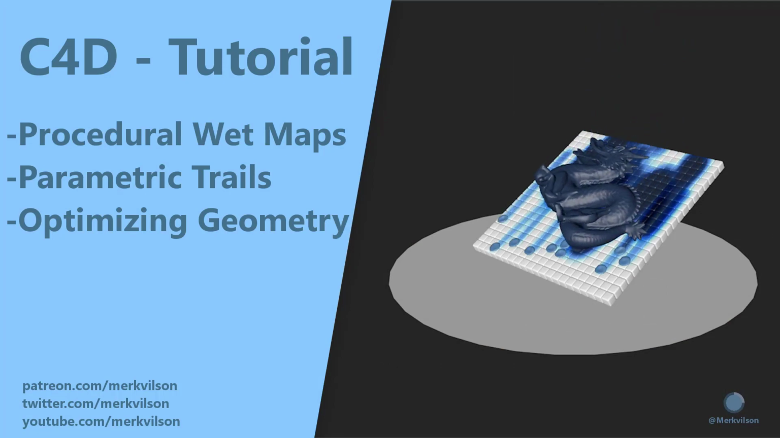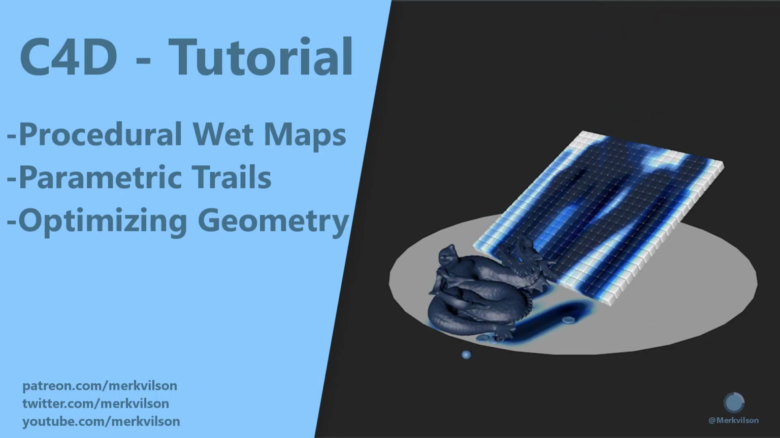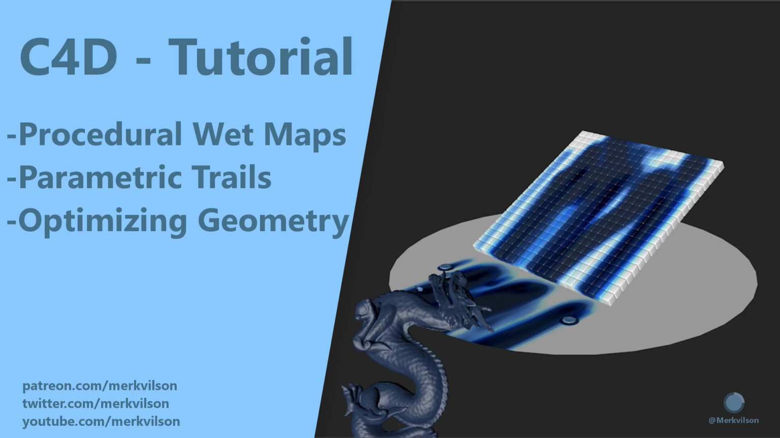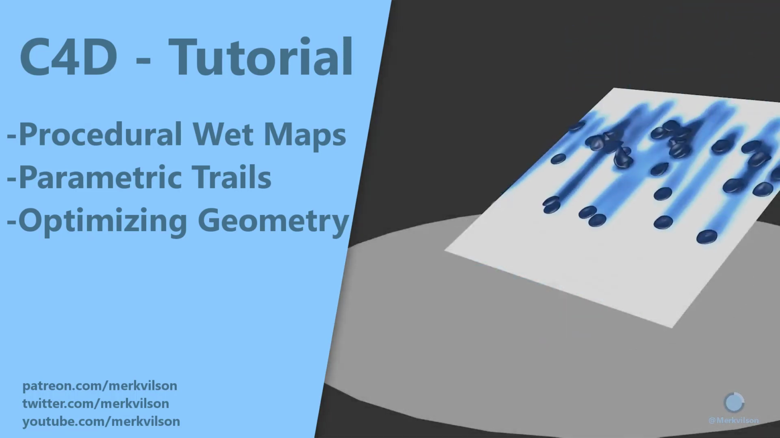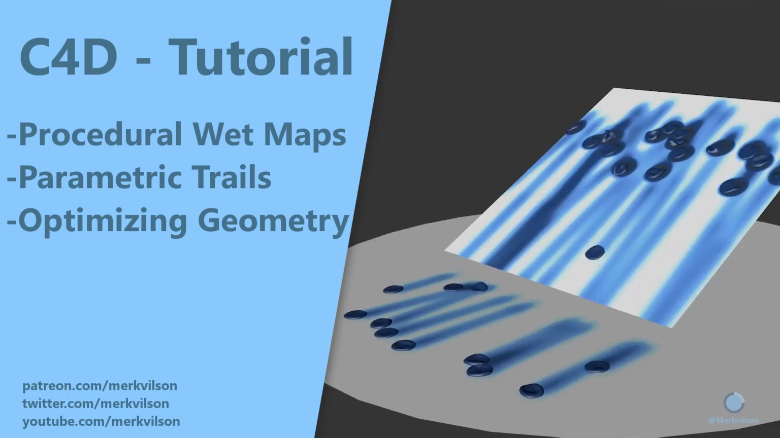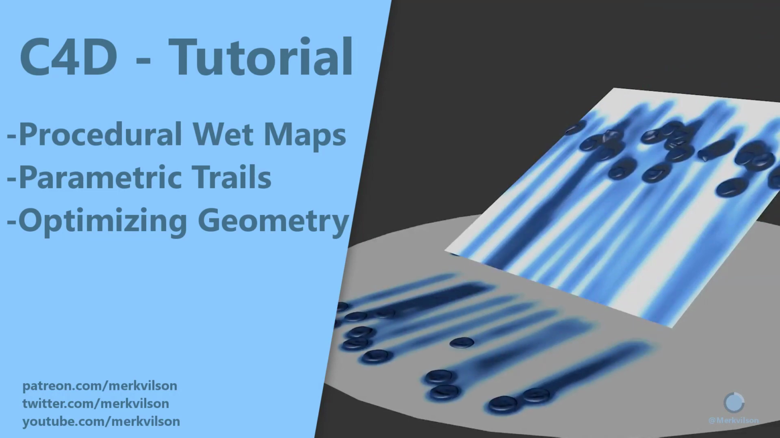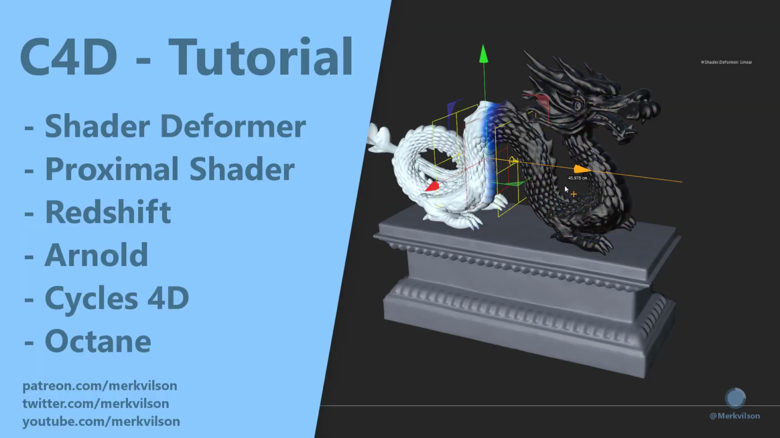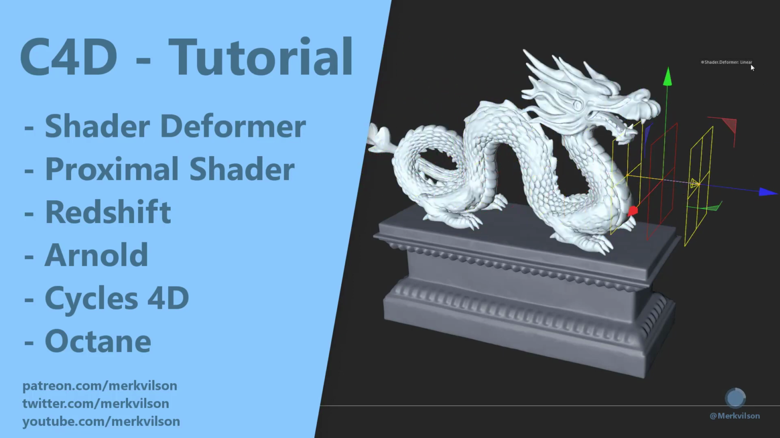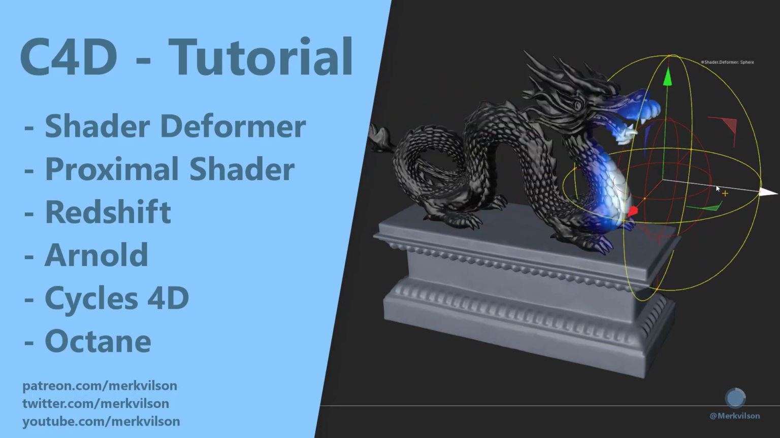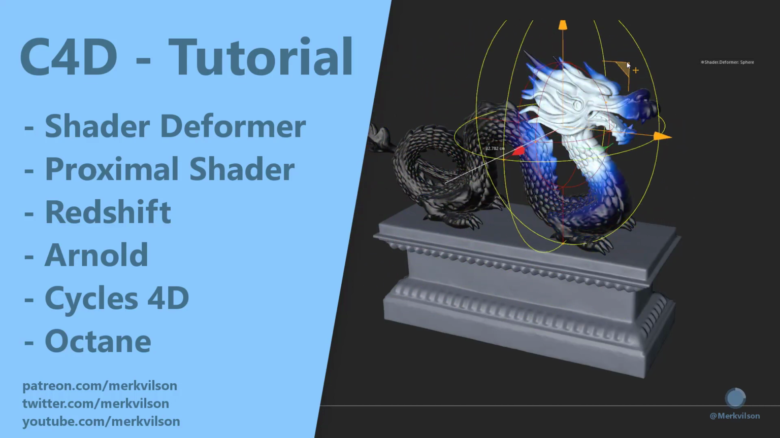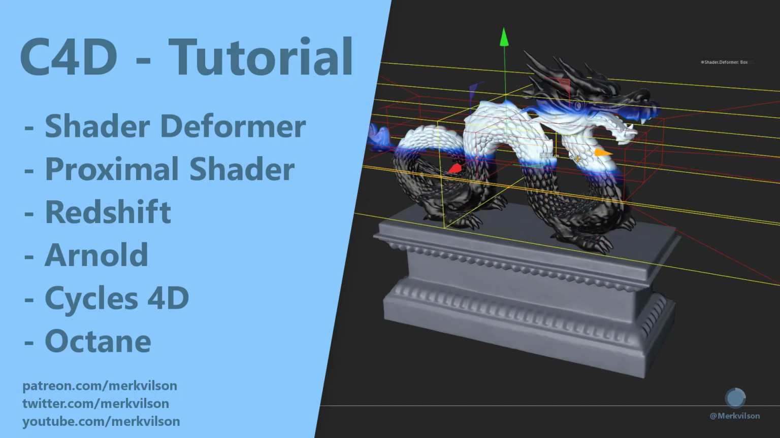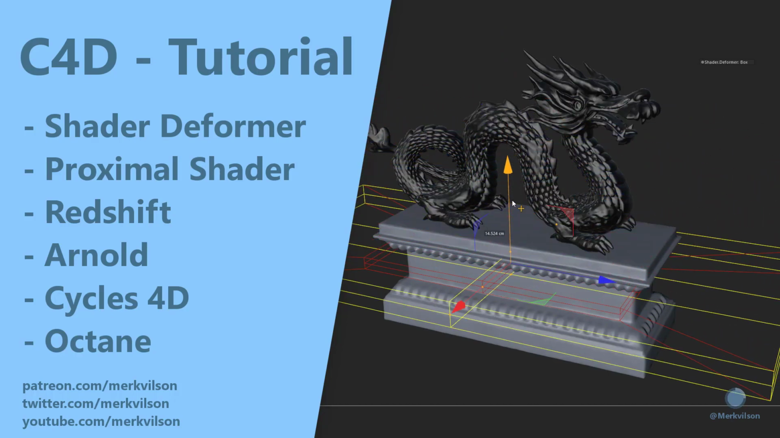In this tutorial, we will be covering a procedural trails technique that can be used for imitating wet maps and adding more visual interest to your animations. In this lesson, we will be creating a universal shader deformer that can be used with any kind of render engine in order to manually define the position of texture influence.